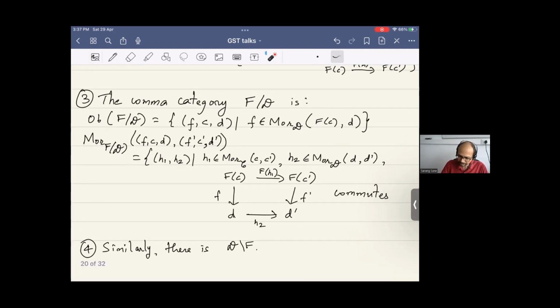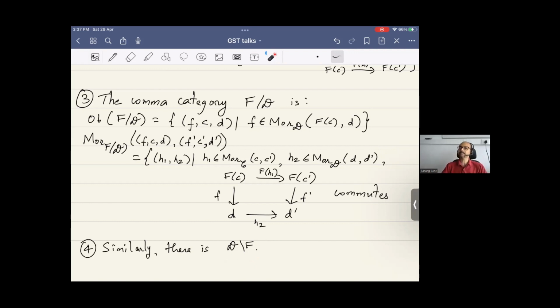Then similarly there is a comma category where, instead of starting with objects coming from C and ending with objects coming from D, you start with objects coming from D and end with objects coming from C, with similar morphisms. I've not written down what this is, but I hope it's clear. It's a dual notion of this.